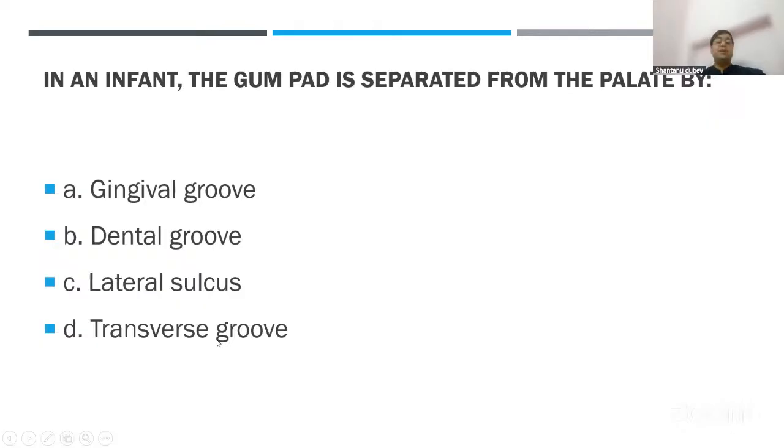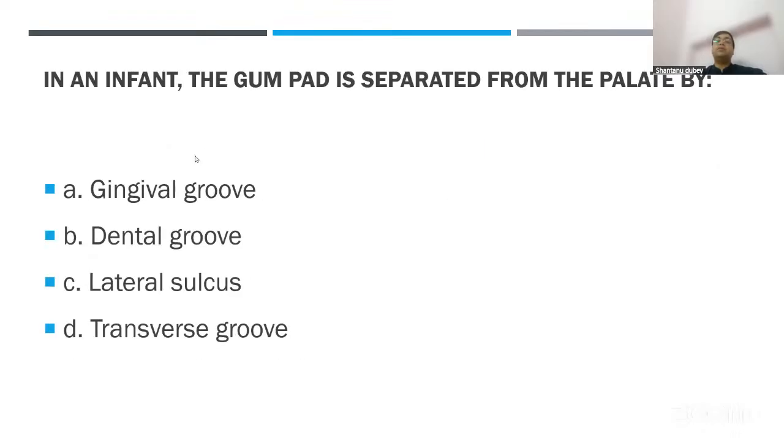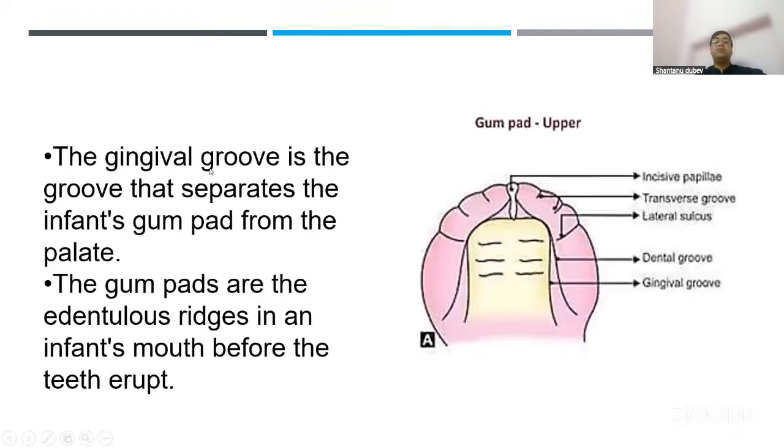Okay, this is a development of dentition question. I want you to remember this diagram. This is the incisive papilla. These are the transverse grooves that you see here. Here, there is the lateral sulcus, then the dental groove, and finally a gingival groove. So what they're asking is, the gum pad is separated from the palate by, the answer is gingival groove.